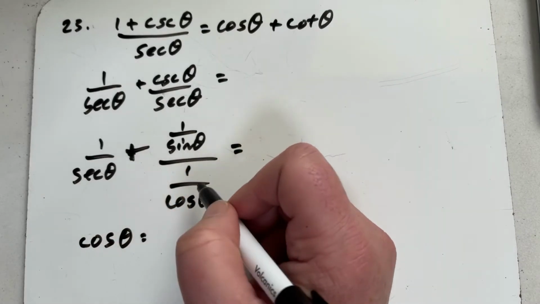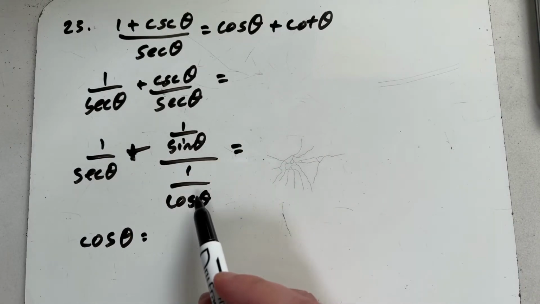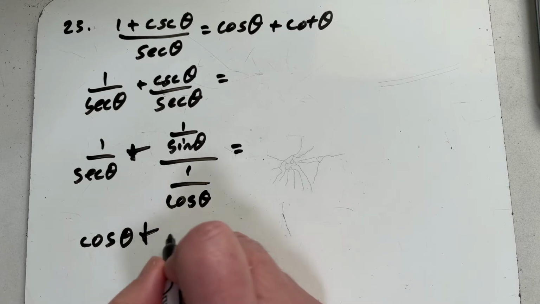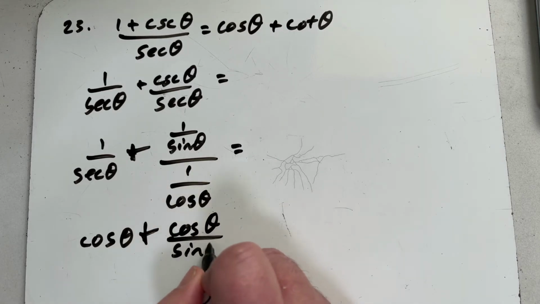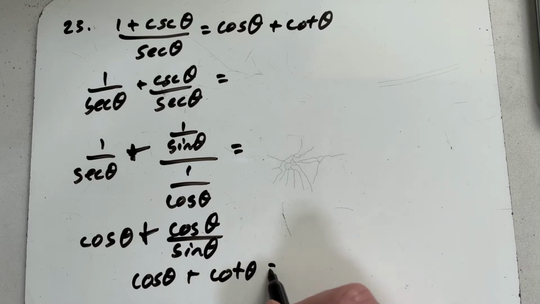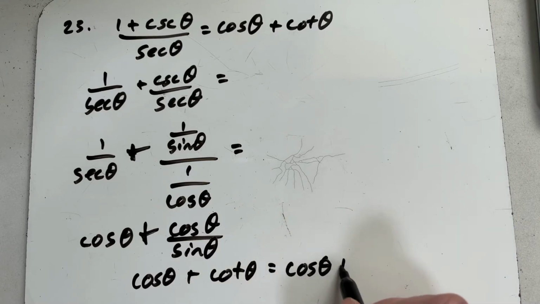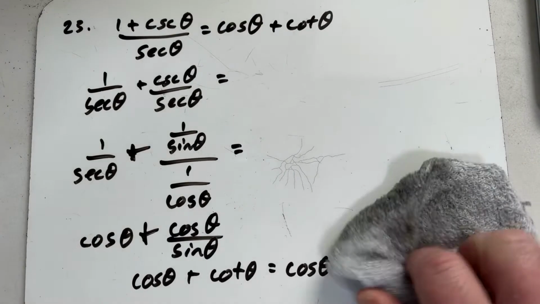1 over sine divided by 1 over cosine. If I'm dividing, that means I multiply by the reciprocal. So I'm going to get plus cosine over sine. And that's our answer. Cosine theta plus cotangent theta equals cosine theta plus cotangent theta. Bam. There you go. Number 23. Number 24.